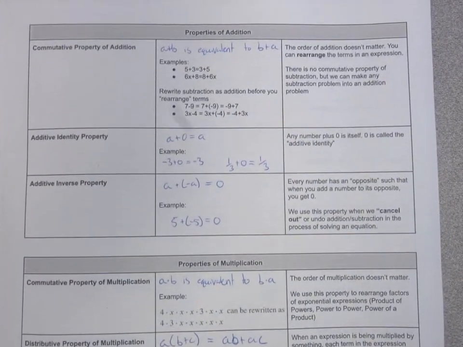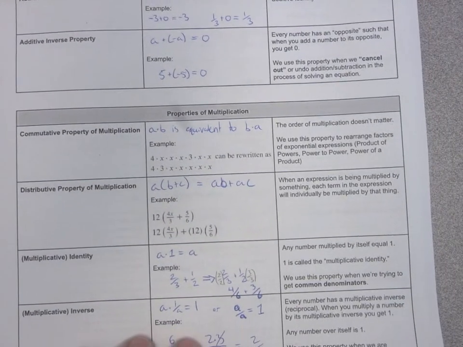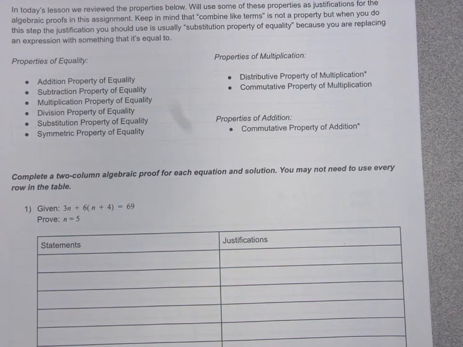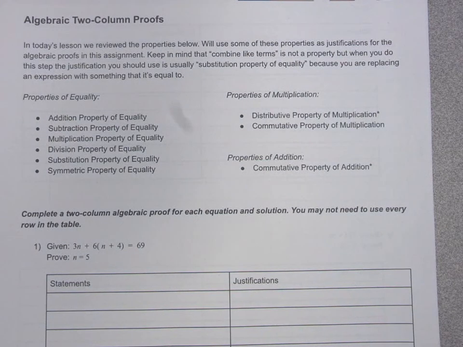Now these aren't all the properties of real numbers that exist, they're just some of the most common ones and the ones that we're going to use. Okay, so we're going to use those properties today to do what we call an algebraic two-column proof. Now we've been talking about axiomatic systems, and in an axiomatic system, a proof is just a deductive argument that gets you to a result.